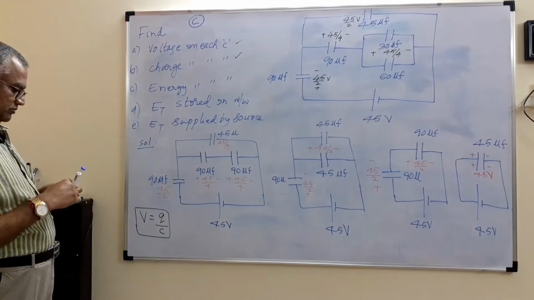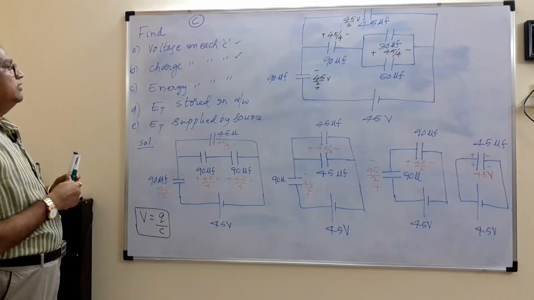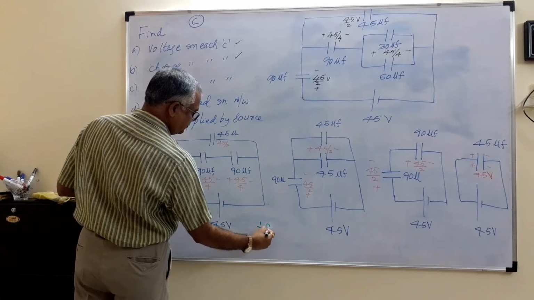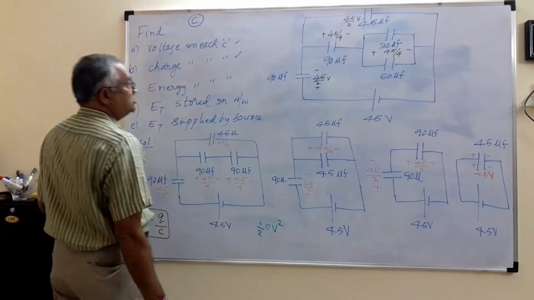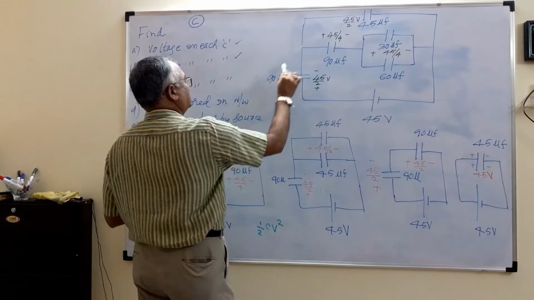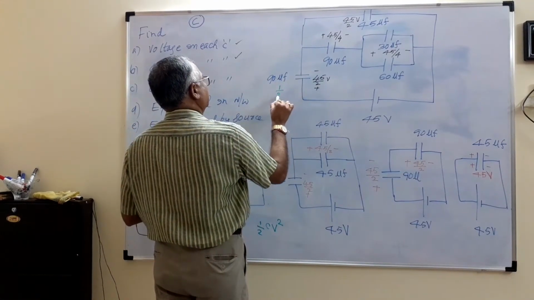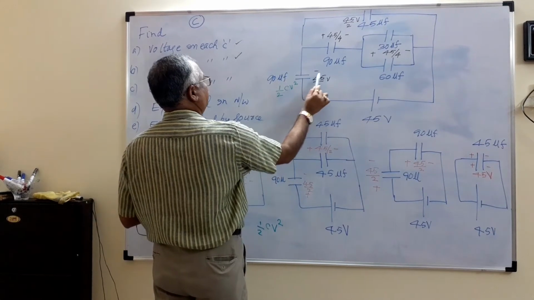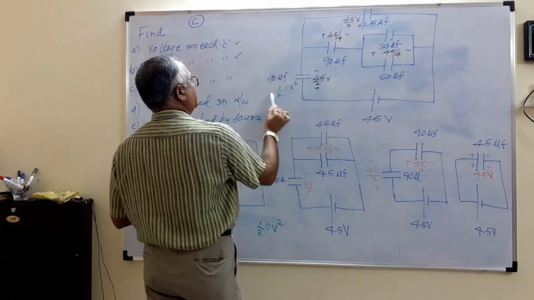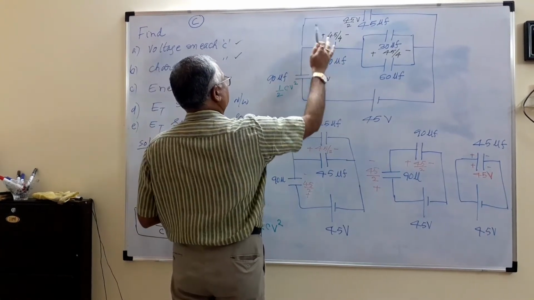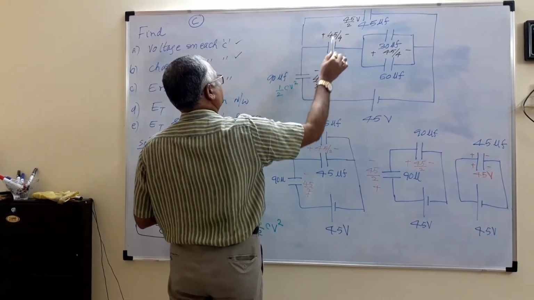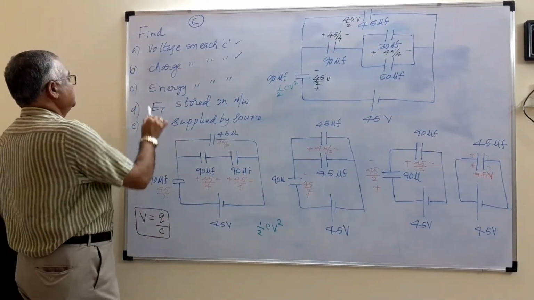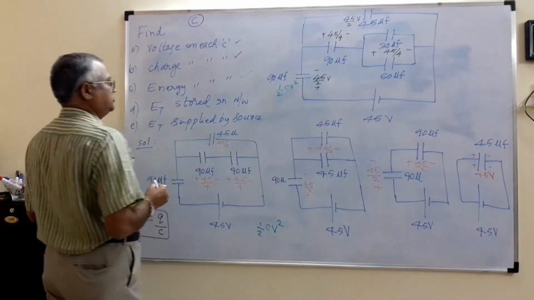Next, energy. To find energy, what is the energy formula in any capacitor? It is half CV square. So everywhere operate this formula: half into C into V square. You will get the energy in this. Like that everywhere calculate the energy.